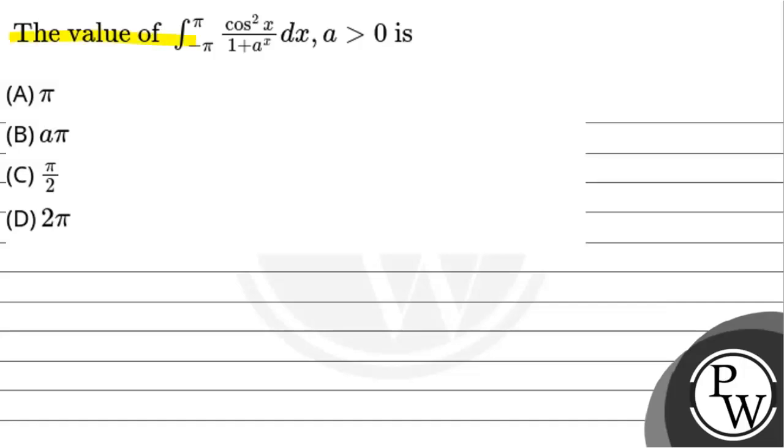Question says the value of integration from minus pi to pi of cos square of x by 1 plus a to the power x dx, where a is greater than 0, is. So here we are given the integration from minus pi to pi of cosine square of x by 1 plus a to the power x dx for a greater than 0, and we have to find the integration. So let's start with the solution.